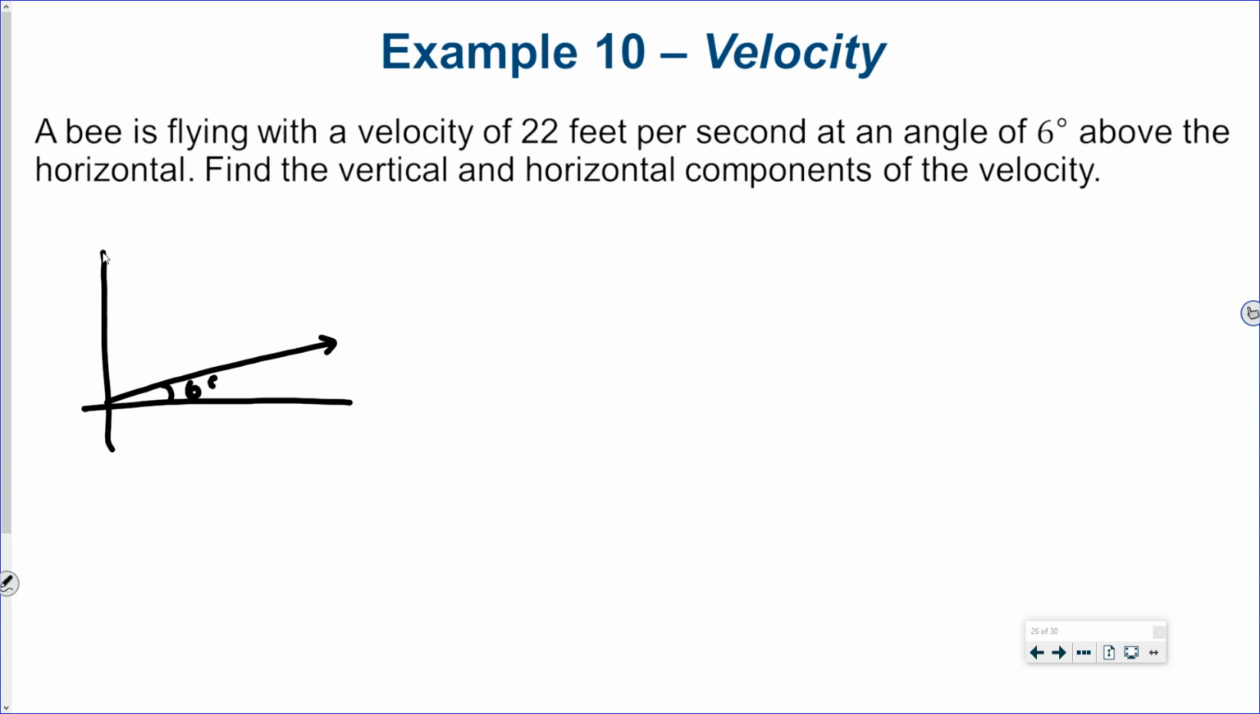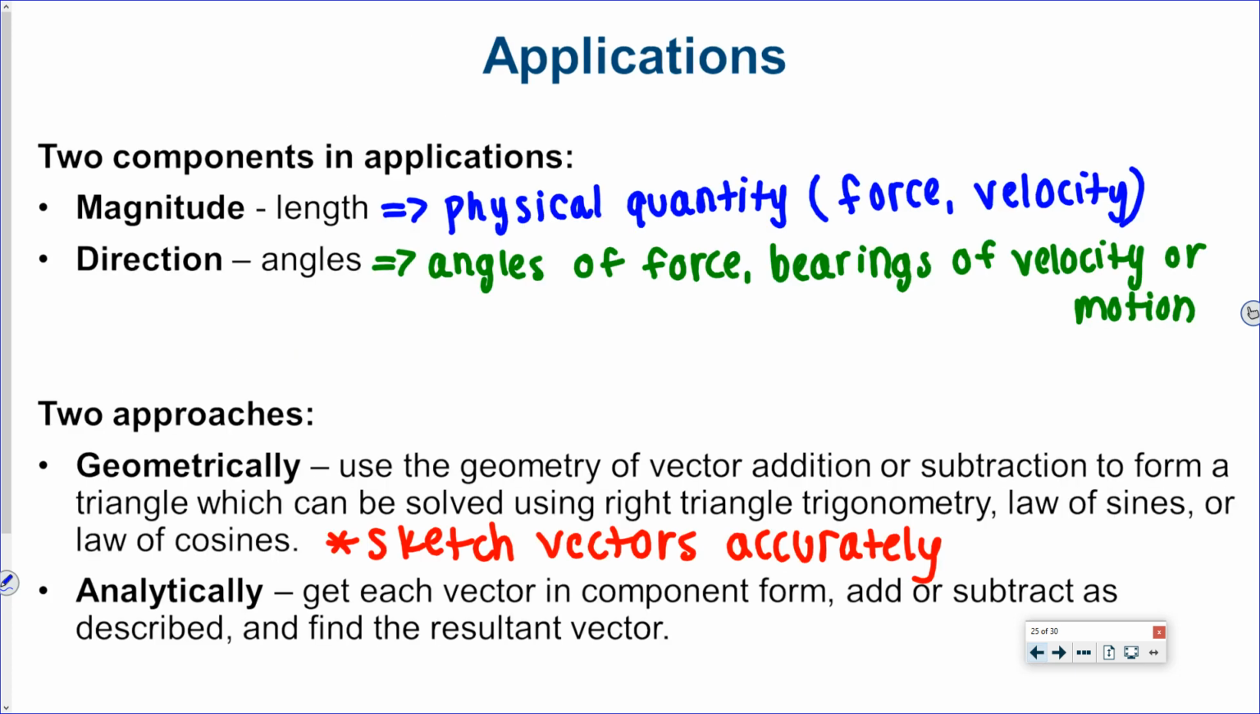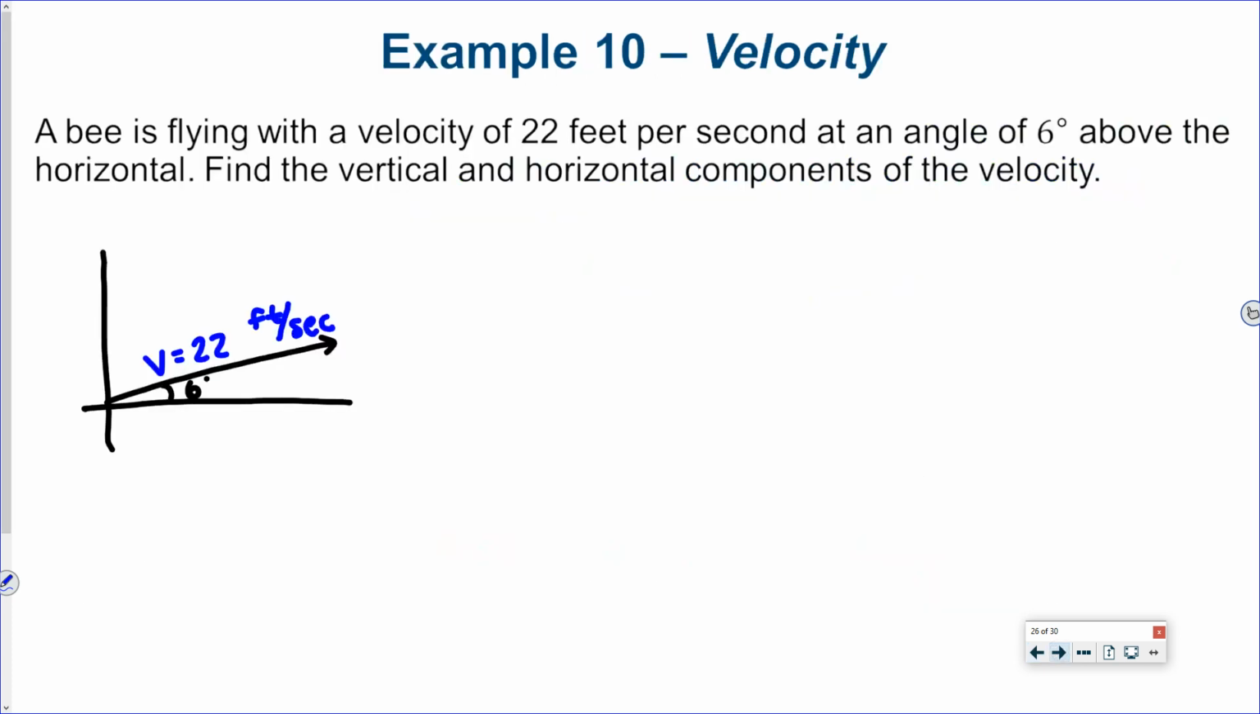6 degrees. So we're going to let this vector represent our velocity. I'll call it just V. So the magnitude of this velocity is 22 feet per second. We'll call that the magnitude, and you can let the magnitude represent really any physical quantity. A very common one is if you're given velocity or force. So that's our magnitude, 22 feet per second.